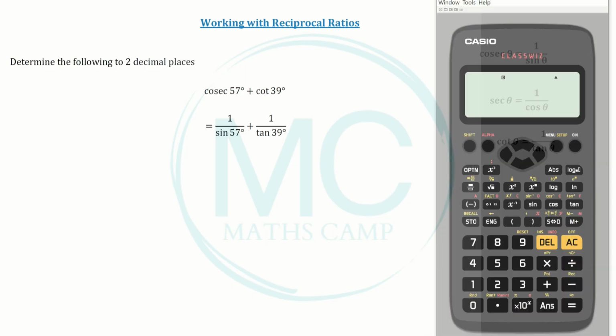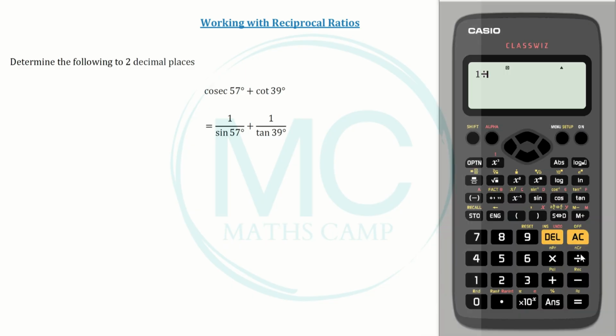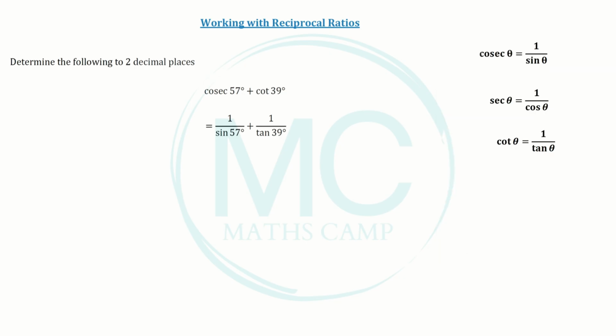Now we can use our calculator, and we say 1 divided by sine 57 degrees. Let's close the bracket, plus, open a bracket, 1 divided by tan 39 degrees. Let's close both our brackets. We get an answer of 2,427 and so on. Round off to two decimal places, and we get 2,43. These rules apply to squares as well.